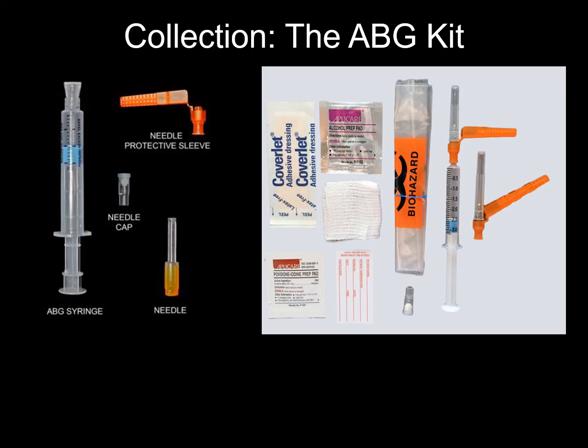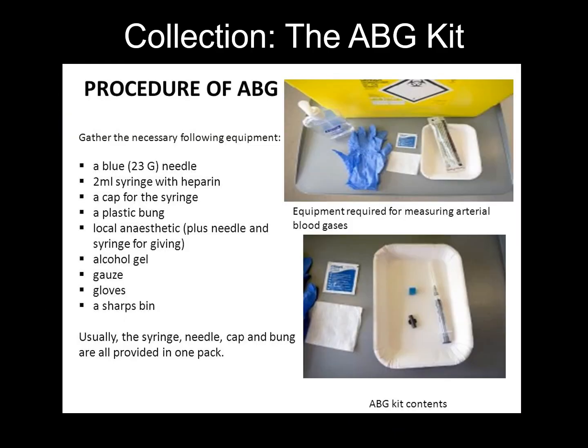Collect. The ABG kit includes a gauge 23 needle or a gauge 23 butterfly, 2 ml syringe with 1000 units per ml of heparin, a cap for the syringe, a plastic bung, local anesthetic, alcohol gel, gauze, sterile gloves, and sharps bin. The use of non-sterile gloves is acceptable, but the puncture site should not be touched after the area is cleaned.